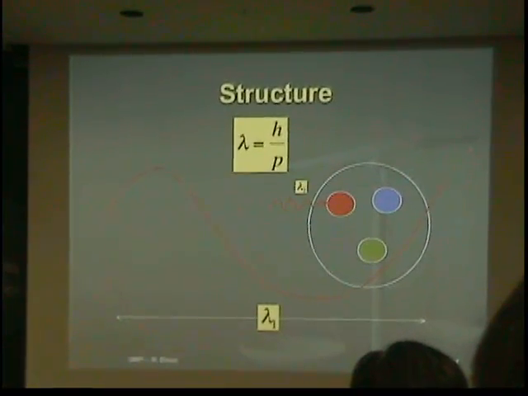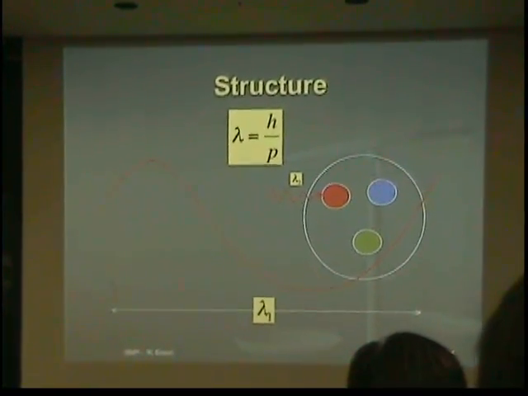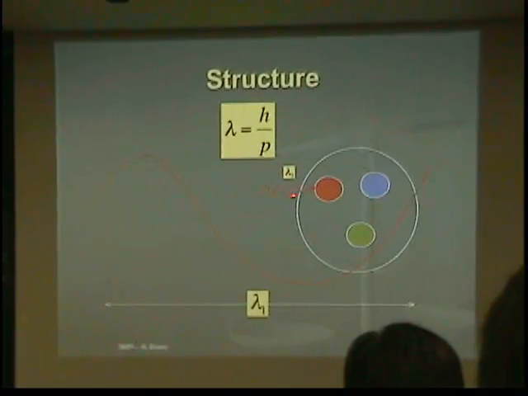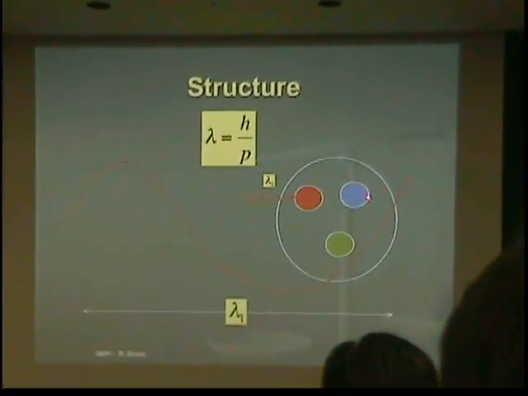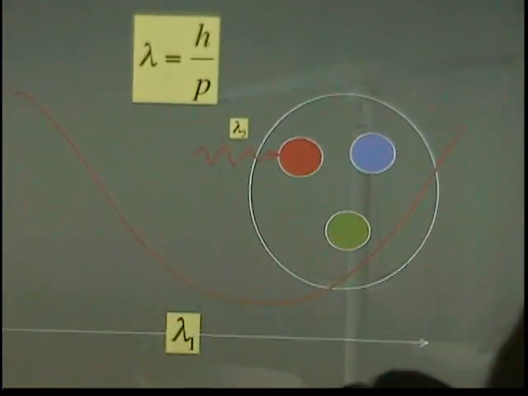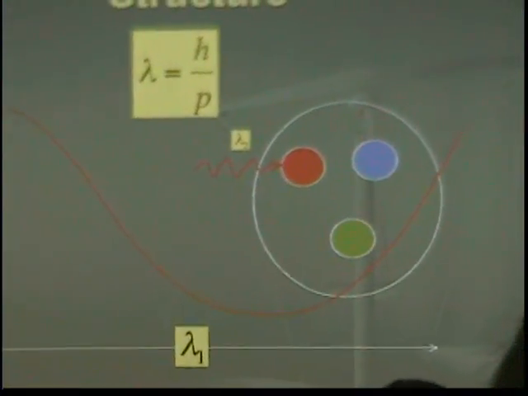If, on the other hand, you change the wavelength of your beam so that you're looking at a very short wavelength object, then you see you have a chance of interacting with just one of the constituents, wherever they are, and you learn something about what's in there.